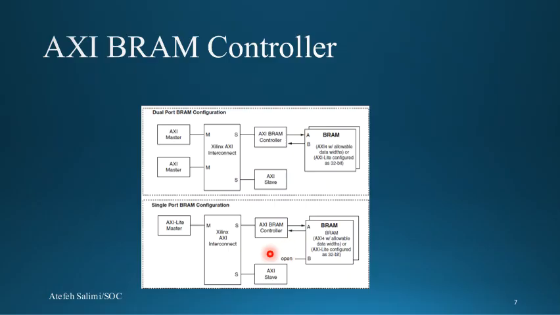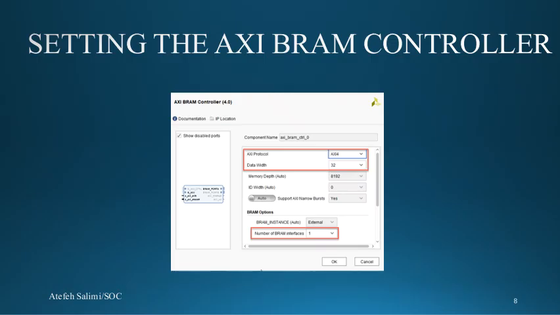And in this bottom figure, as you could see, the second port of the BRAM should be open because it's just used for controlling port A of the BRAM. By double-clicking on this AXI BRAM controller, we go directly to its settings. As you could see in this figure, we have the AXI protocol setting, which we set to AXI4, or leave without changes because by default it is set to AXI4.